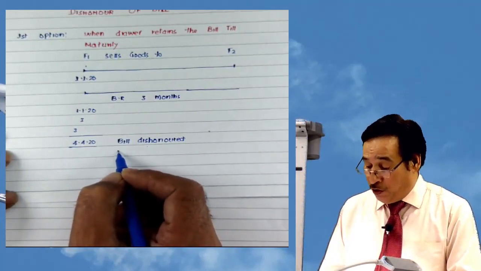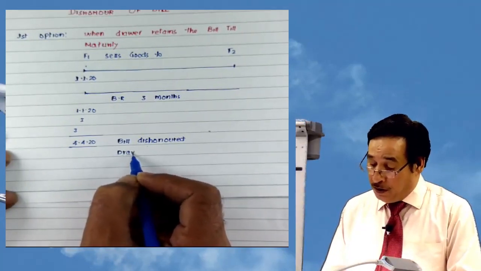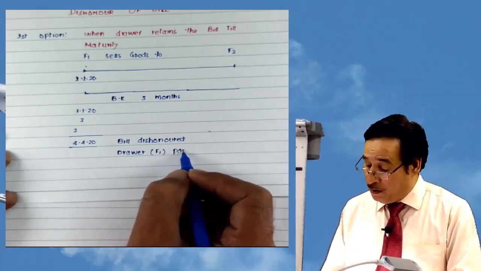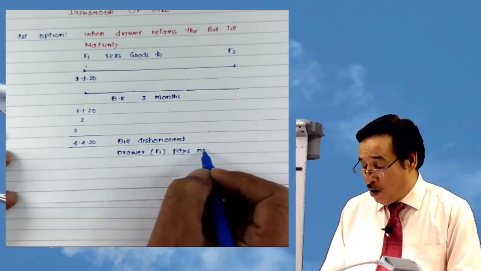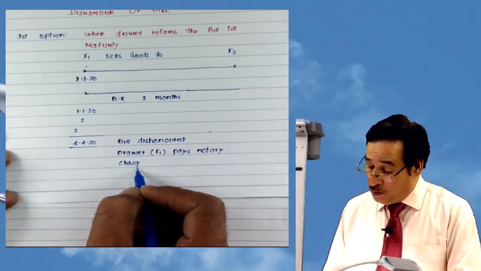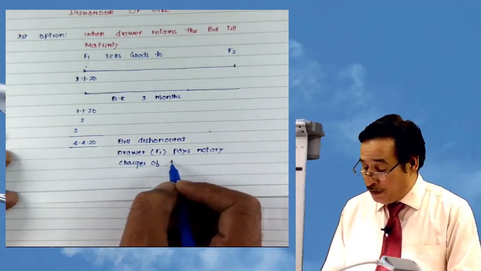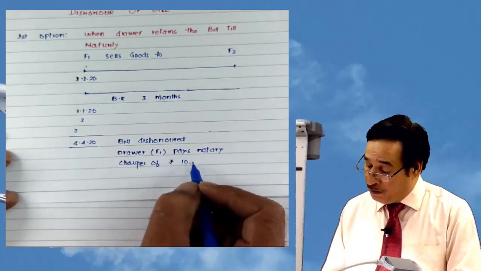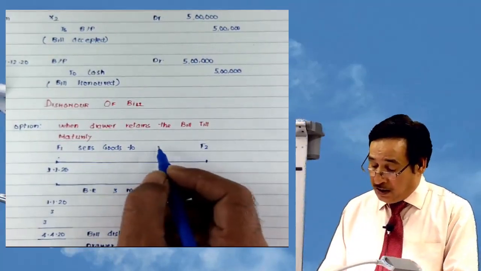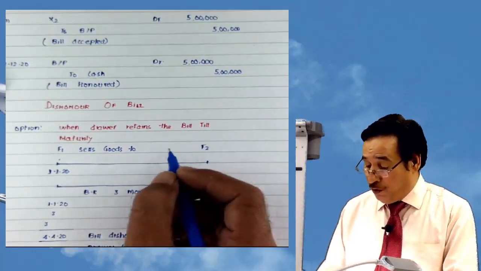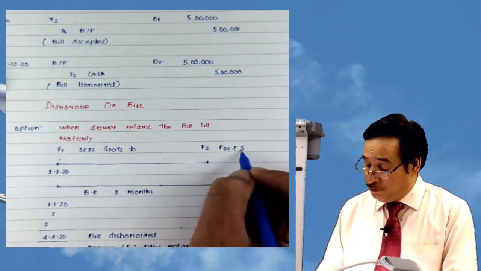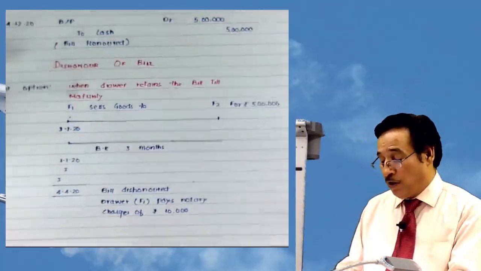Let us say drawer pays notary charges. Drawer means F1. F1 pays notary charges of rupees 1,000. Okay, make it 10,000. However, it is a big amount. Very small amount is generally charged. And let us say F1 sells the goods to F2 for rupees 5 lakhs. So this is the question, correct?